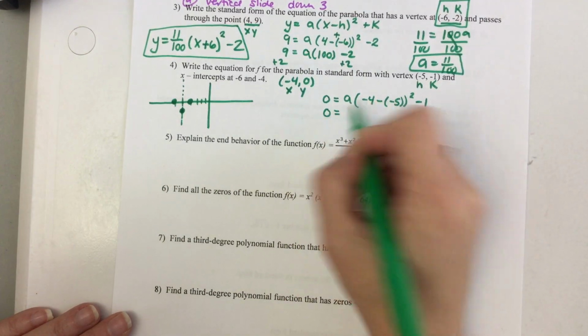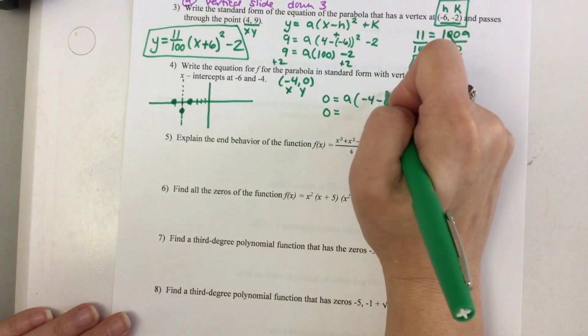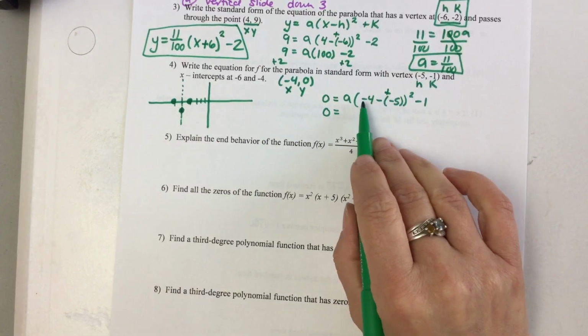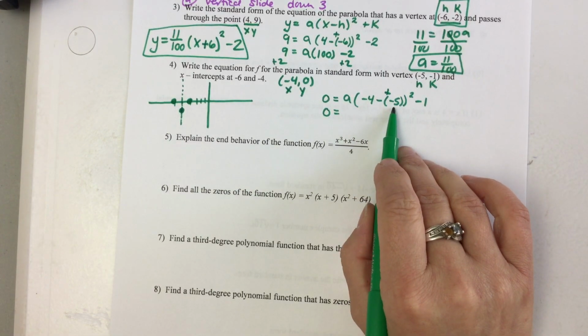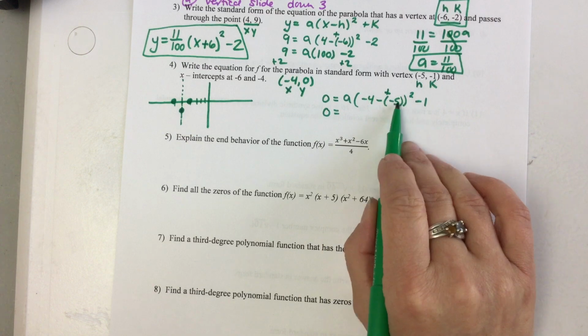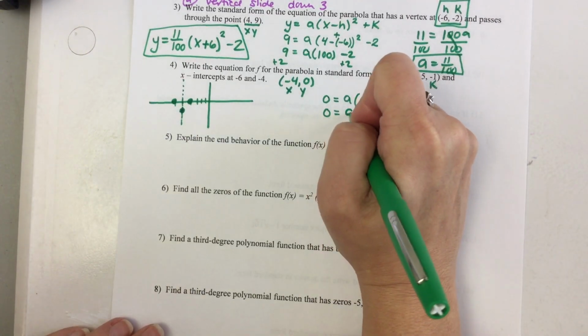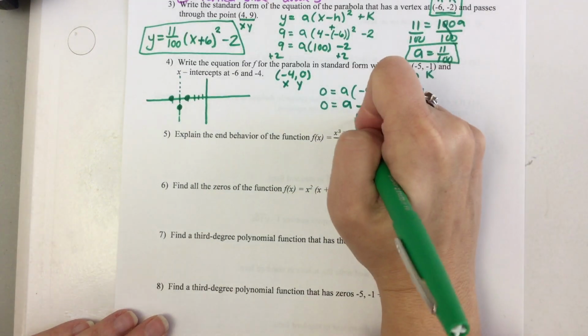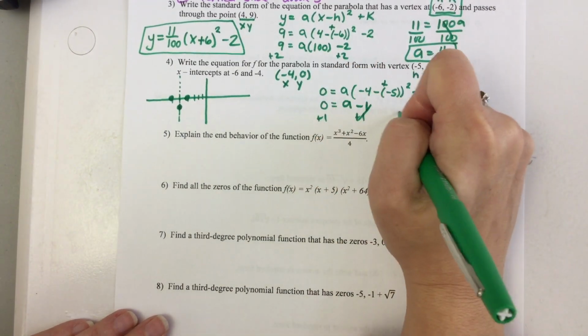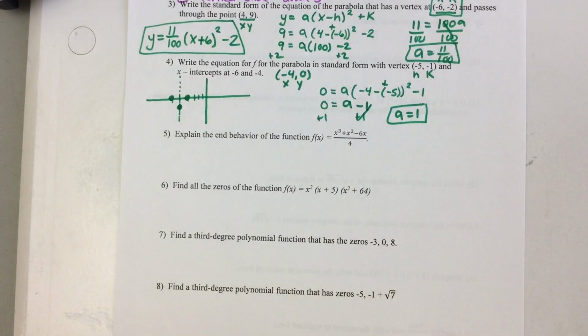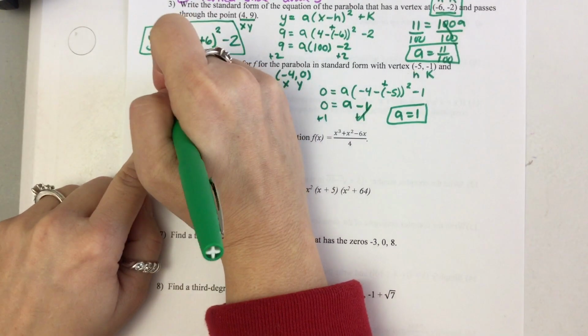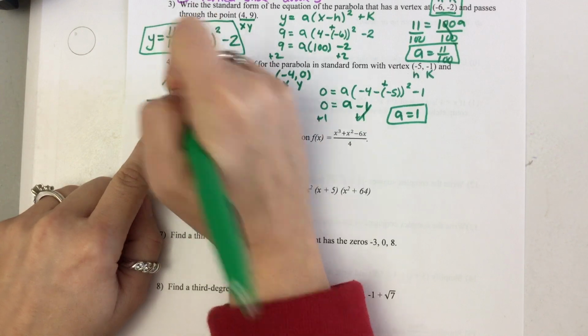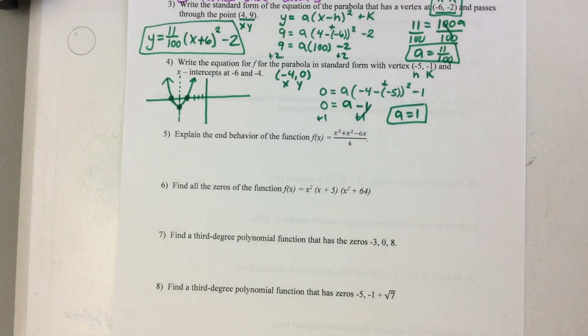So this is 0 equals a times negative 4 minus a negative, this will be plus, negative 4 plus 5 is 1. 1 squared is 1. 1 times a is 1a, minus 1. If I add 1 to the other side, a equals 1. So it's going to be a parabola opening upwards, which we figured out here because I looked at that and I'm like, okay, I got to know what this looks like. I hope you kind of are the same way.